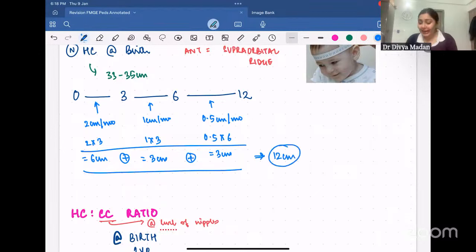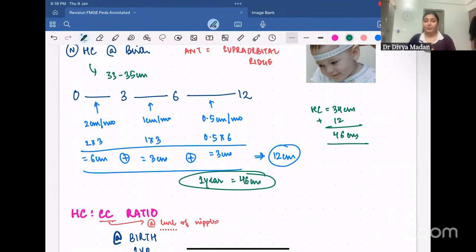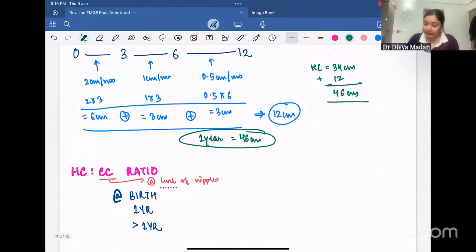So if, let's say, I take that the head circumference at birth was 34. So after 1 year, what would be the head circumference? I add 12 to that. So it would be 46 centimeter, right? So at the end of 1 year, the head circumference of the child will be close to 46 centimeter. After that, in the next year, the gain is close to 2 centimeter. So by the end of 2 years, it would be 48 centimeter. Now, what is important for your exam?